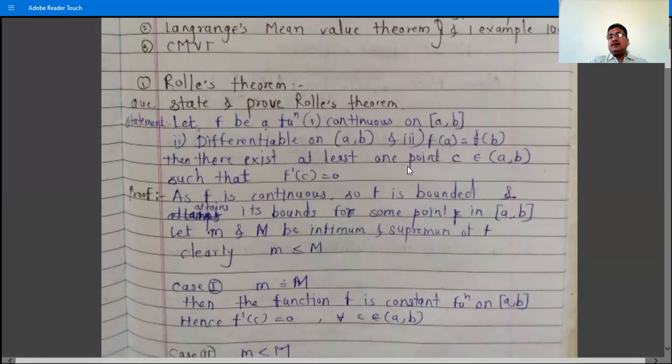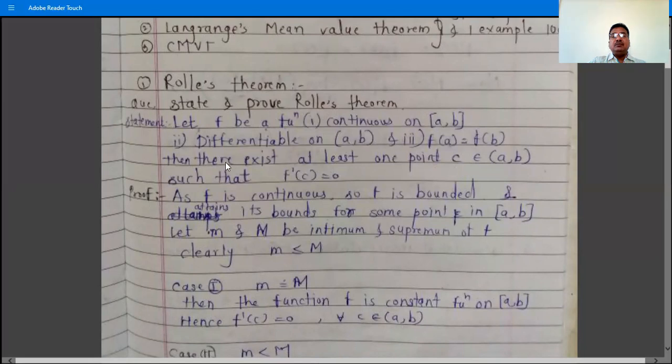Then there exists at least one point c belonging to the open interval (a, b) such that f'(c) is equal to 0. The derivative at that point is 0. So in between a and b, there exists at least one point c such that the derivative at that point is 0, if the function is continuous on [a, b], differentiable on (a, b), and f(a) is equal to f(b). So this is the statement of the theorem.